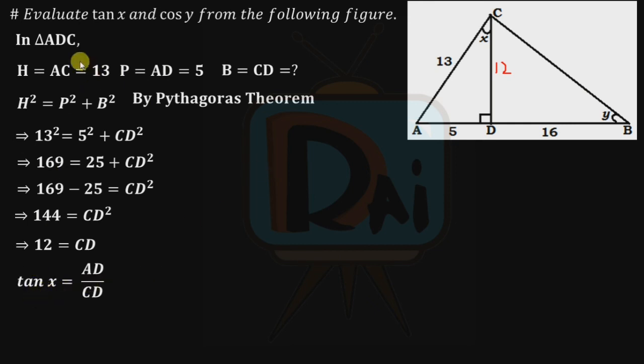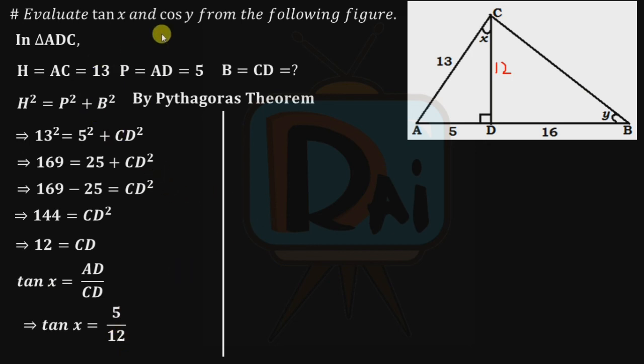Sin x, we need to find sin x. So sin x is equal to, tan theta is perpendicular by base, P by B. P is AD, B is CD. That is, sin x is equal to AD by CD. The value of AD is equal to 5 and CD is equal to 12. So sin x is equal to 5 by 12.